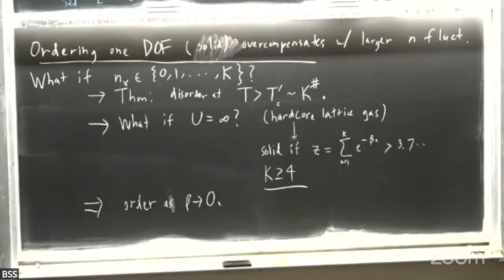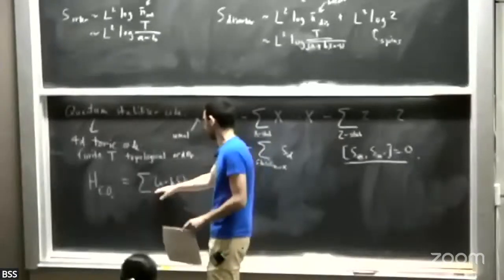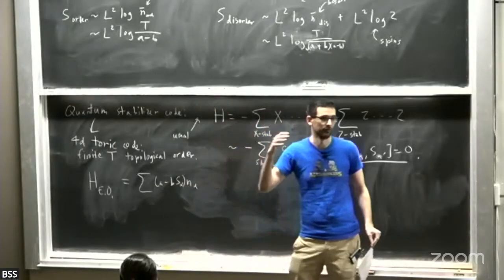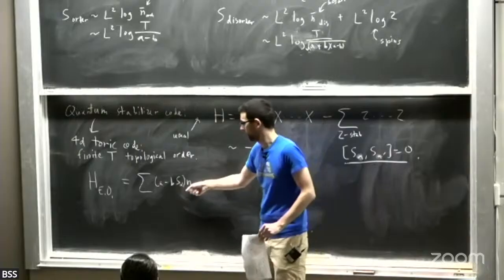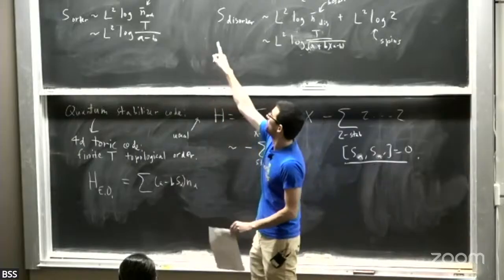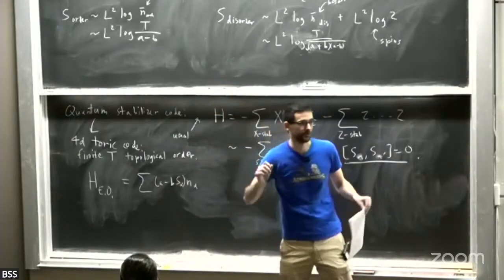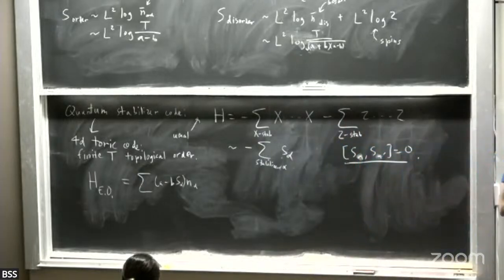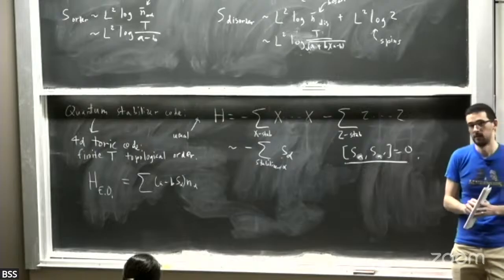Well, I would say you just never have topological order in the 2D toric code, but you would get closer and closer if you made this Hamiltonian a little bit different so that this B function diverged at low temperature. You would get closer and closer to topological order, but you would never reach it.